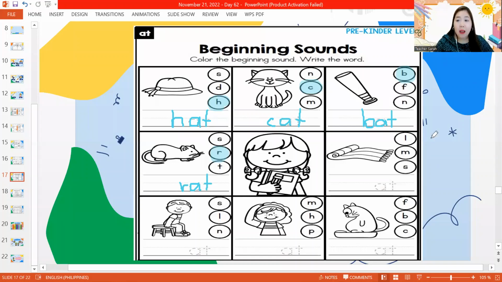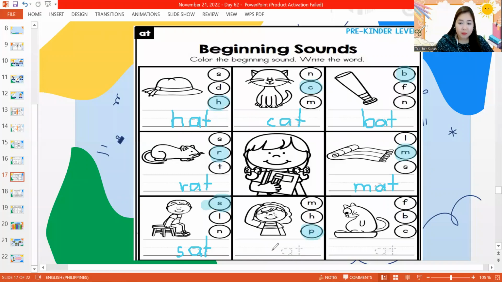Next one, what is this? This is a mat. Very good. Letter M. Mat. Next one, what do we have here? The boy is sat. Sat. Next one, what do we have here? This is pat. Very good.